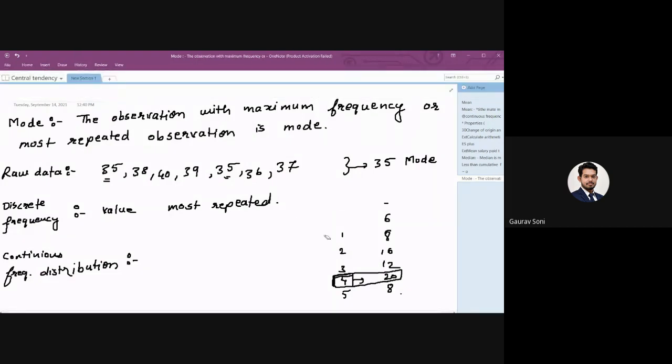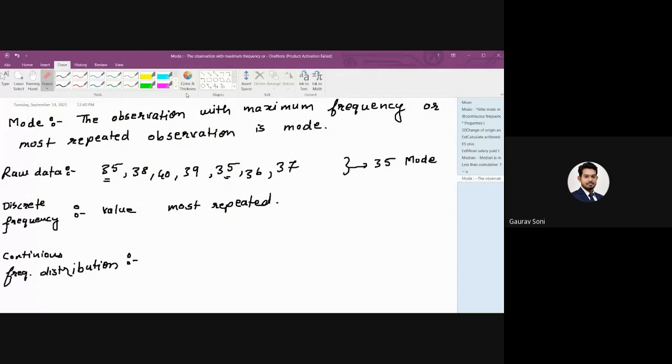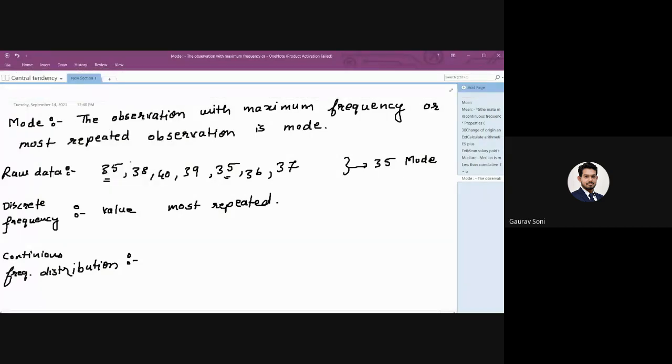For continuous frequency distribution, I'll write down the formula, and with the formula we will also write down the notation that we are using in that formula. The formula for mode in the continuous frequency distribution is L plus (Fm minus F1) upon (2Fm minus F1 minus F2), into h.